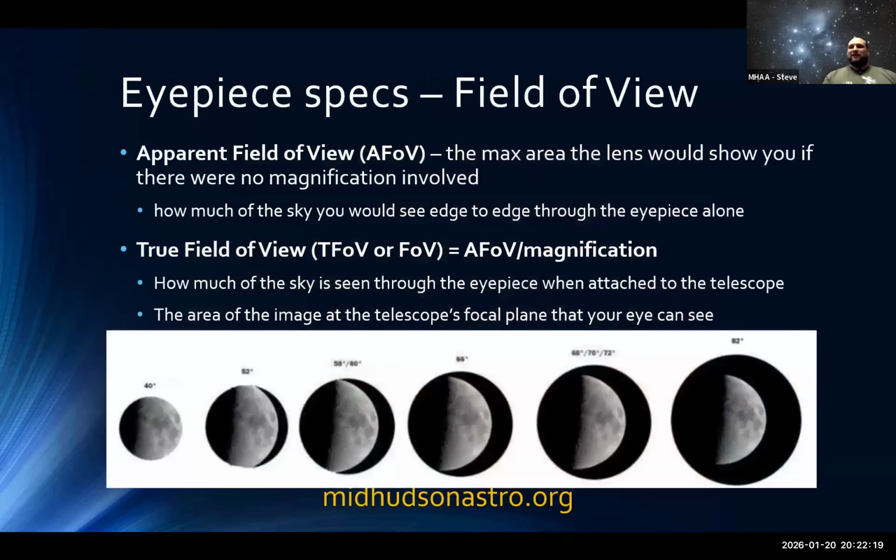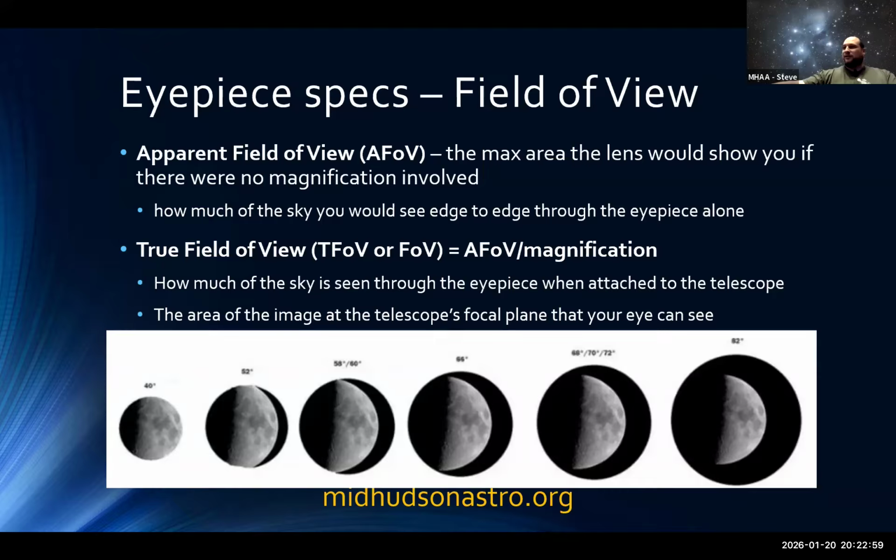The other spec you might see, and this usually confuses a lot of people, is apparent field of view versus true field of view. The best explanation I've seen is that the apparent field of view is the maximum area that the lens would show you if you didn't have any magnification involved. If you just looked through the eyepiece itself, how much of the sky would be coming in at you. Then the true field of view is that divided by the magnification, which is how much of the sky you're actually going to see when it's attached to the telescope. So it's not changing the magnification, it's just changing how much area you're seeing around it.